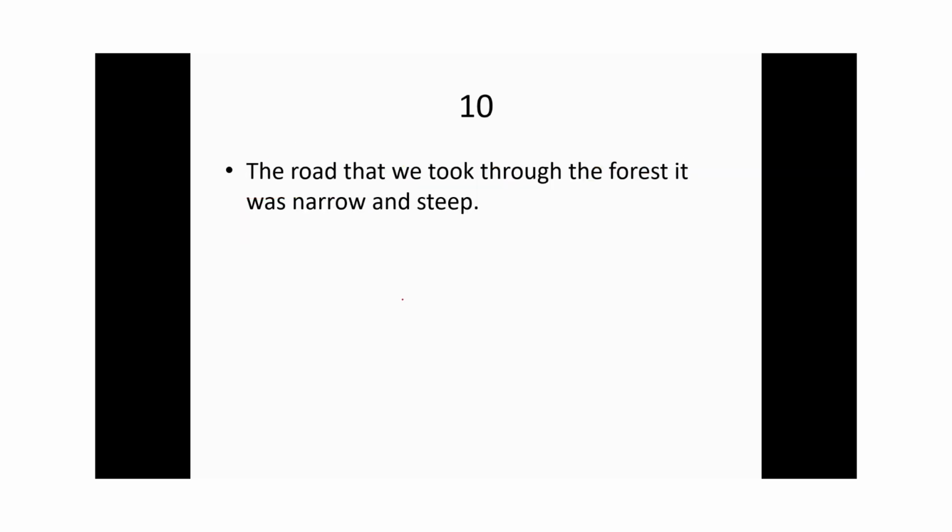All right, the road that we took through the forest, it was narrow and steep. Well, my problem is I have the road and then it, and that's the same subject repeated twice. So even though I have my subject here and I have all these words and then I have my verb here, I don't need to repeat that subject. So just the road that we took through the forest was narrow and steep.